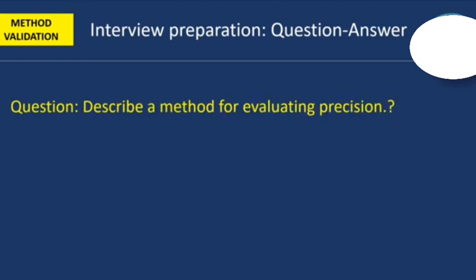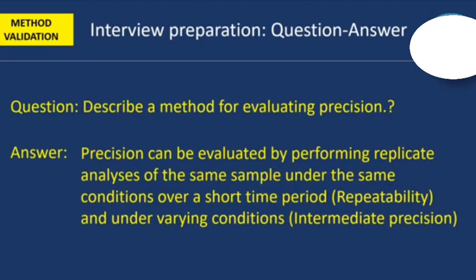Next question, describe a method for evaluating precision. The answer is precision can be evaluated by performing replicate analysis of the same sample under the same conditions over a short time period, that is repeatability, and under varying conditions, that is intermediate precision.